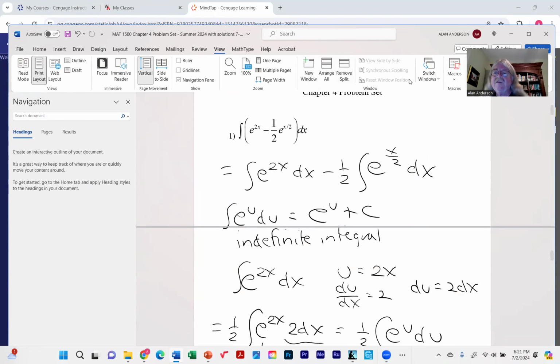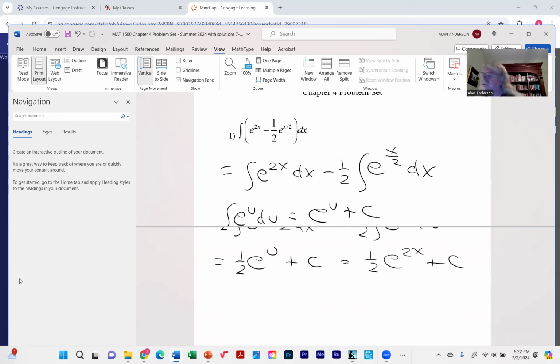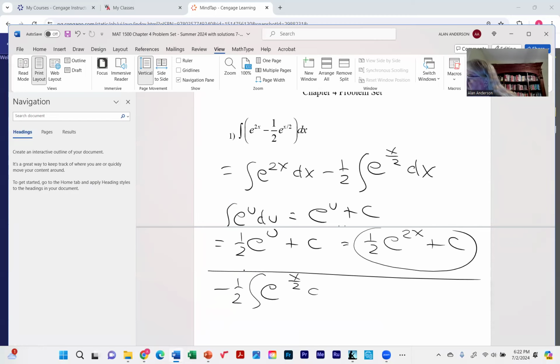So now we have to be careful. At the end, we have to bring these back together again. So we have our first result. That's the integral of e to the 2x dx. Okay. Now for the second one, minus 1/2 e to the x over 2 dx.